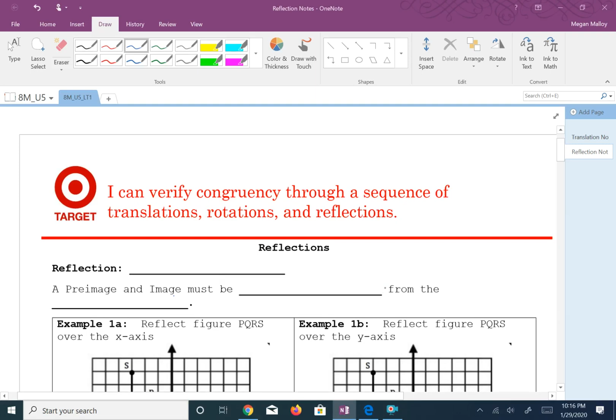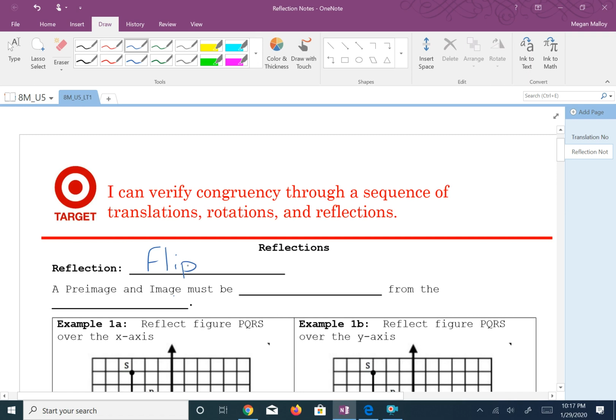Today we are going to be continuing with Learning Target 1 from Unit 5. I can verify congruency through a sequence of translations, rotations, and reflections. Previously when we talked about translations, we compared them to sliding a figure from one location to another. When we talk about reflections, it's very similar to flipping a figure from one location to another.